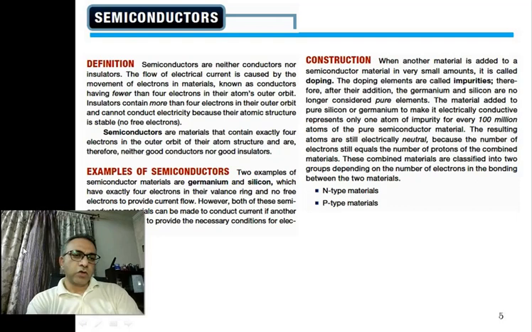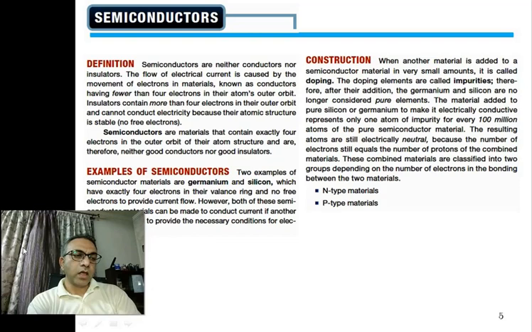So to make current flow, we only need to provide a very, very small amount of energy to the atom. This energy will be absorbed by the electron in the valence shell, and it will jump into the conduction shell, and it will be ready for conduction.